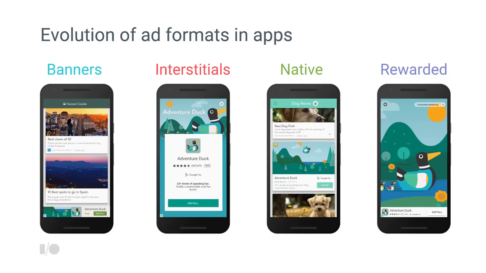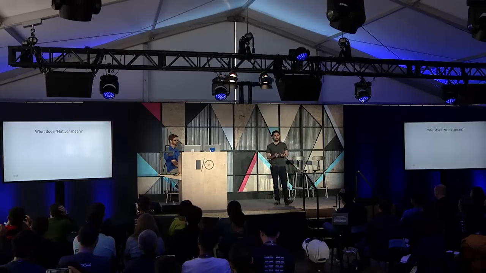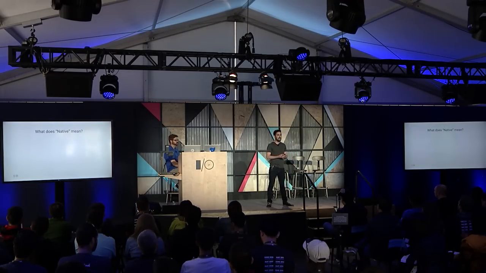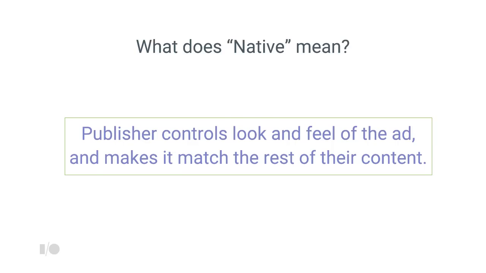Today, the latest evolution of ad formats in apps really revolves around native and rewarded ads. So I'm going to talk some more about native, and then Justin's going to talk about rewarded. You might be asking, what exactly does native mean? It seems like native is the hottest buzzword in the advertising industry, but everyone has their own definition of what makes an ad actually native. For us at Google, it means that the publisher controls the look and feel of the ad and styles it in such a way that it matches the rest of their content.